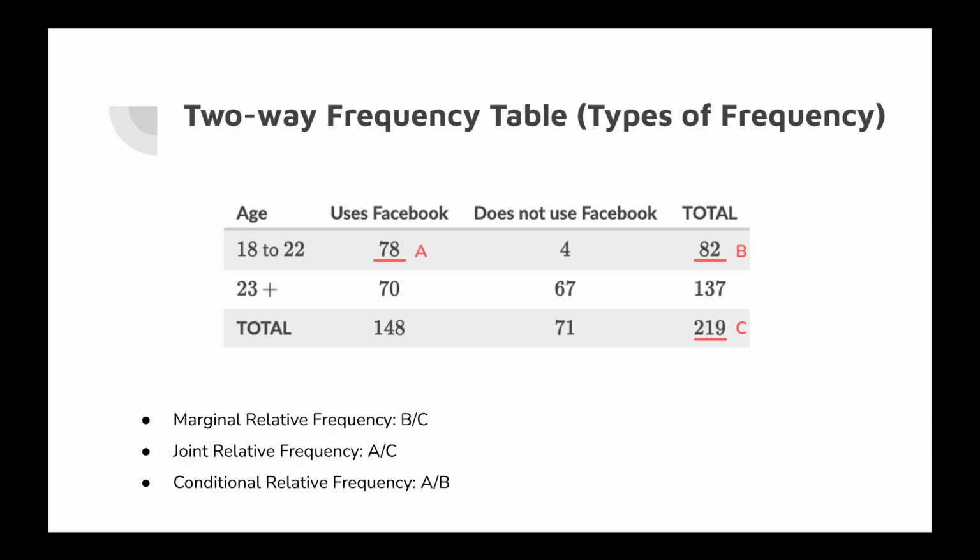Lastly, conditional relative frequency is one that divides a specific number that satisfies both conditions by a partial sum. For instance, 78 divided by 82 represents the proportion of subjects of age between 18 and 22 who use Facebook.